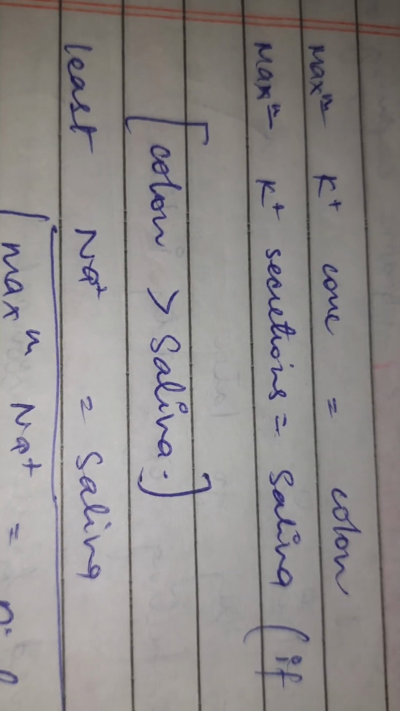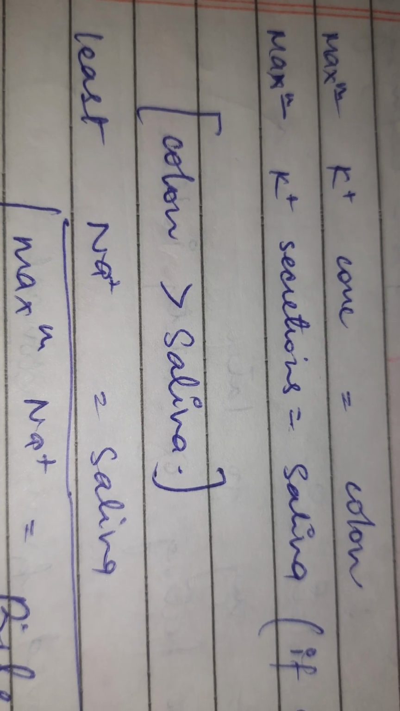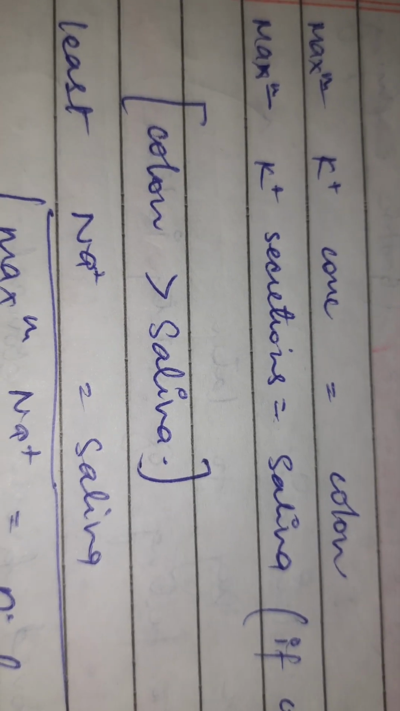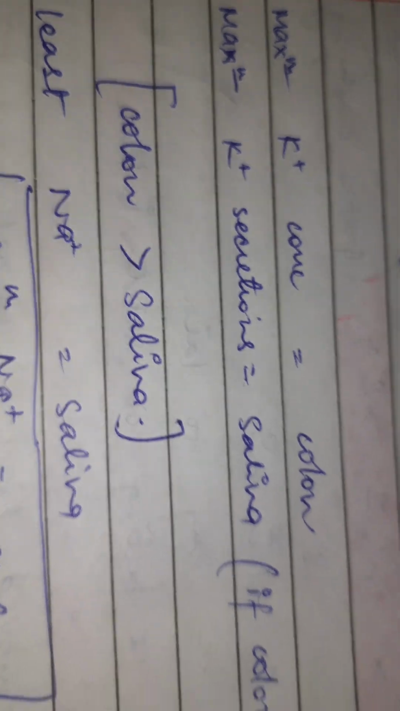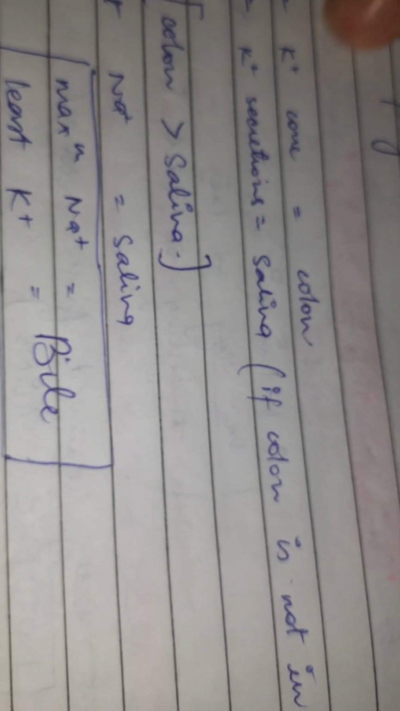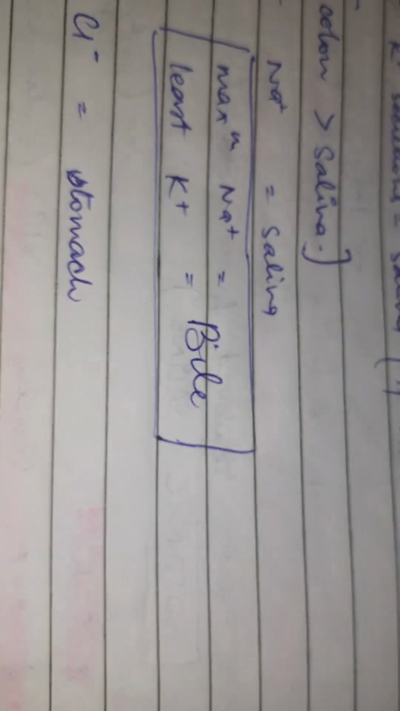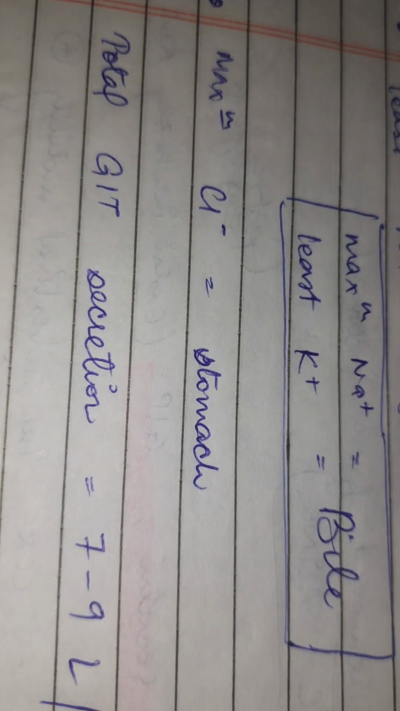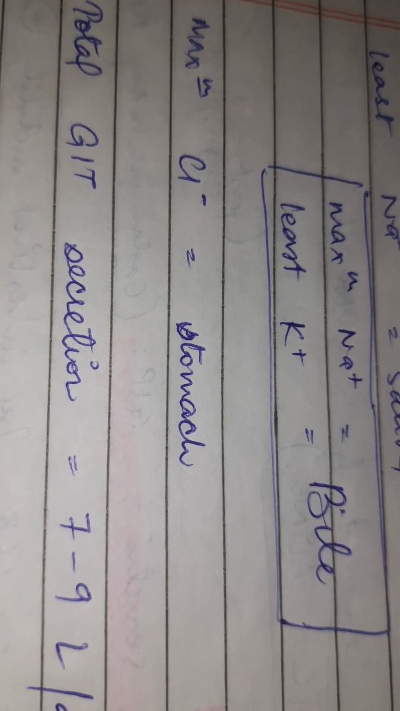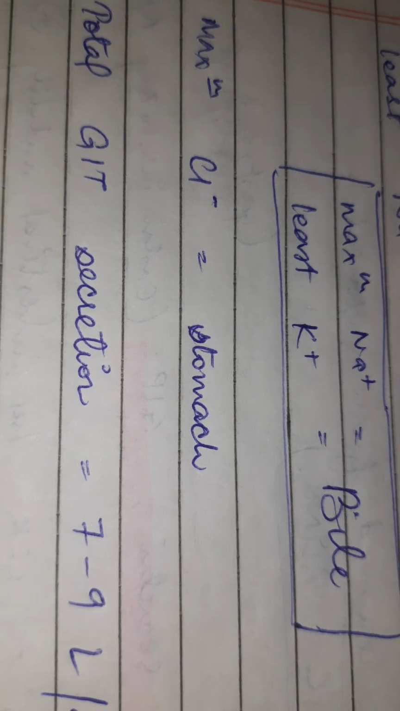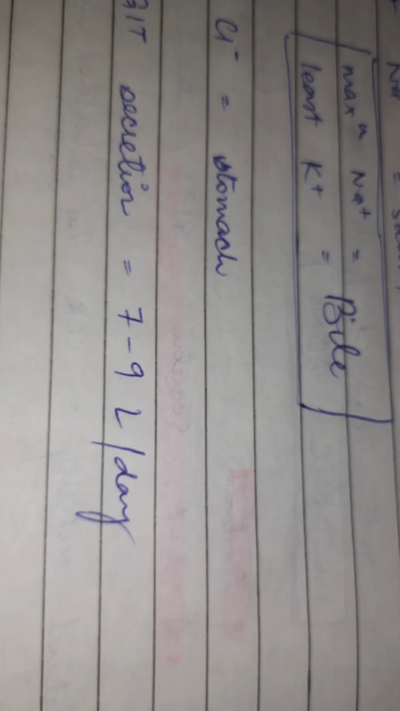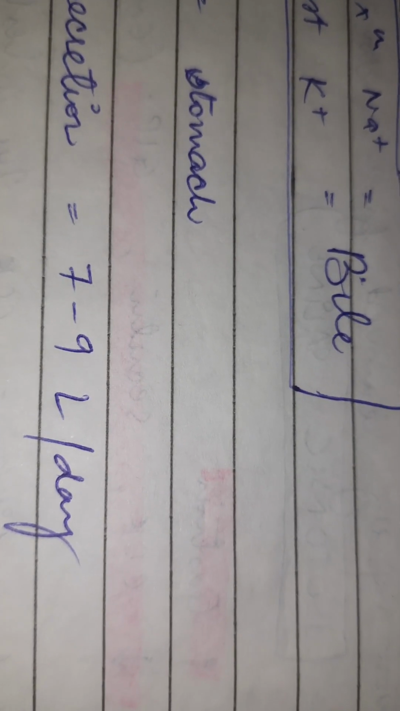Maximum potassium secretion occurs in saliva, but maximum potassium concentration is in the colon. If colon is not in the options, choose saliva for maximum potassium secretion, as it is second after colon. Maximum chloride ion is in the stomach, obviously because of HCl. Total GIT secretions are 7 to 9 liters per day.